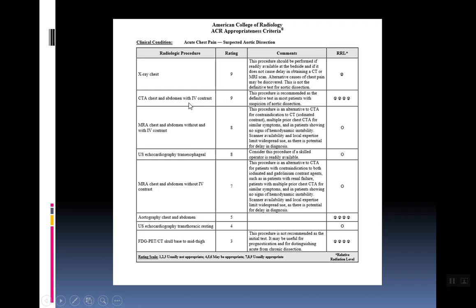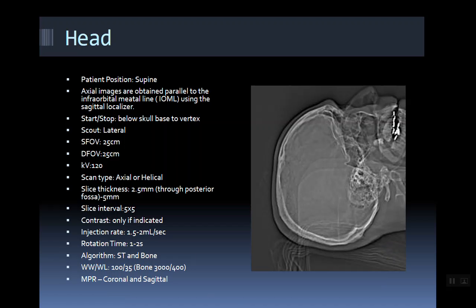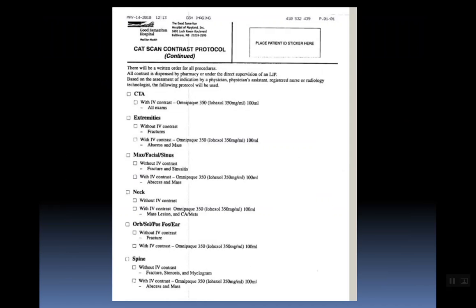CTA of the chest and abdomen with IV contrast, again, a 9, appropriate exam to order. But something that might not be appropriate, echocardiography, transthoracic resting test. That's probably not an appropriate test. Or aortography, chest and abdomen, probably not appropriate. MRA of the chest, a 7. So this is kind of what referring physicians sometimes will go to when they're trying to figure out what diagnostic test is the best test to order. That's just showing you a protocol.